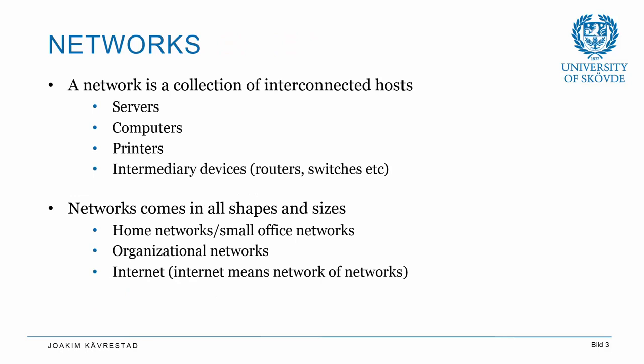So in terms of computer networks, a network is a collection of interconnected hosts, devices that are connected together so that they can communicate. So this includes servers, computers, printers, and intermediary devices such as routers and switches. You should know that networks come in all shapes and sizes. So we have everything from home networks or small office networks to larger organizational networks to the internet, which is undoubtedly the largest network in the world. And the internet actually means network of networks. So the internet is a lot of networks connected to each other.